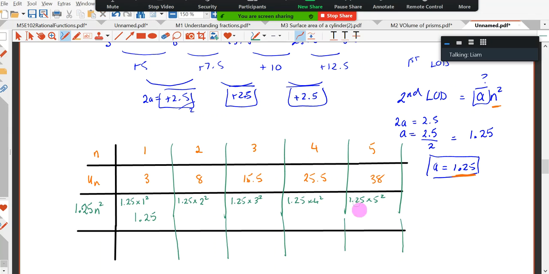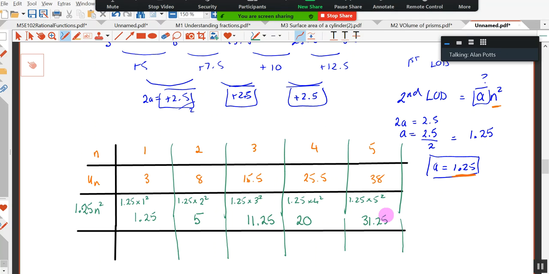2 and 4, I haven't done 3 and 5 yet. Well, what's 2? 2 is 5. 3, I believe, is 11.25. And then 4 is 20, and then I don't know what 5 is. 31.25. Okay, so I've got those.